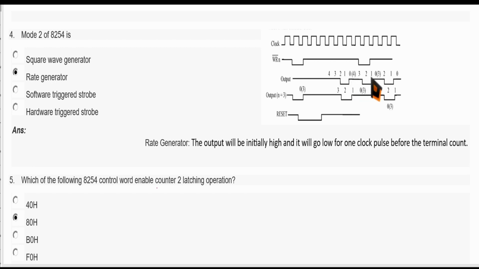When the count is over, again the output goes high and the procedure is repeated starting from this one to this one. Similarly, this one. So a low pulse is created based on the count value. So this is a rate generator. So the correct answer is rate generator.